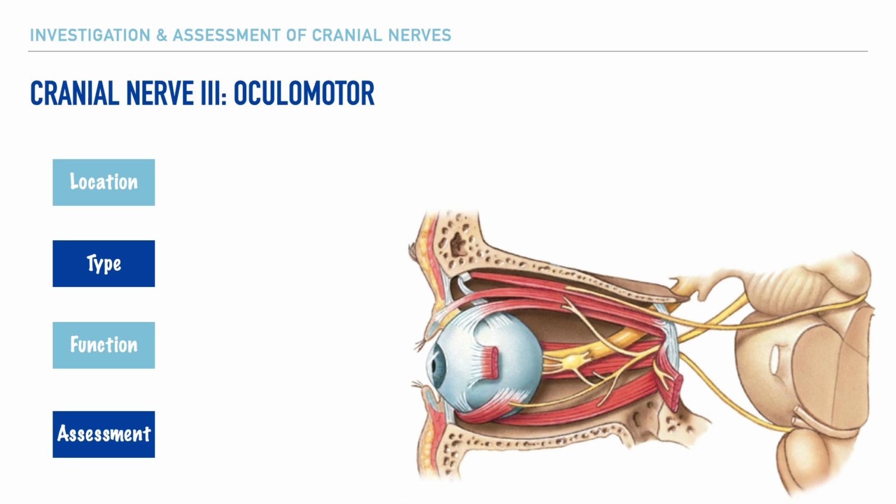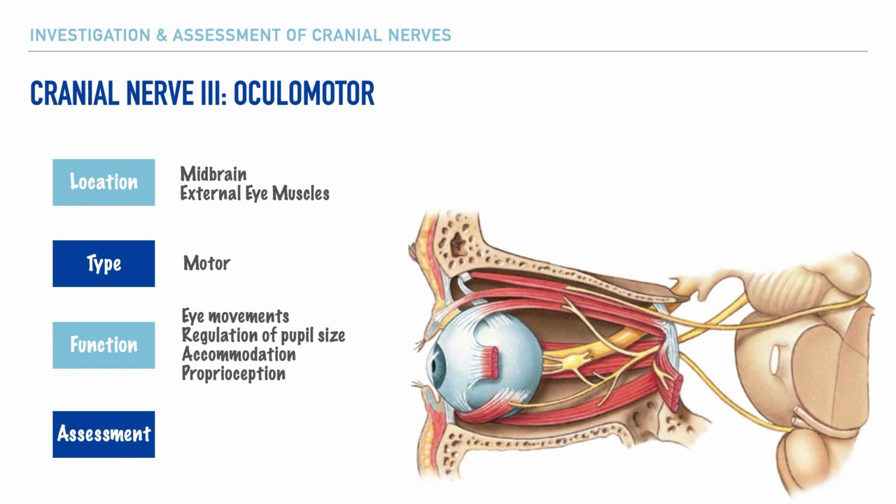The third cranial nerve is the oculomotor nerve, and in terms of location, we'll find it extending from the midbrain towards a majority of the external eye or ocular muscles. In terms of its type, it primarily involves a motor response, and this begins to make sense when we consider that its function is to participate in eye movements, that it also regulates the size of our pupils, and that it's responsible for accommodation and proprioception.